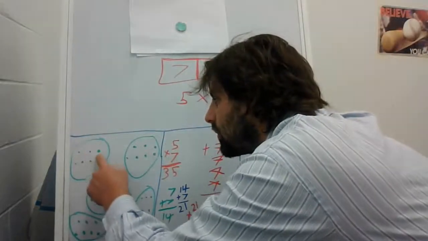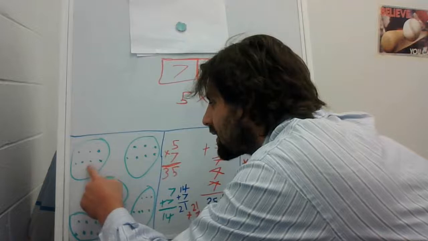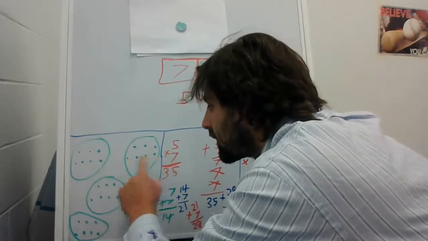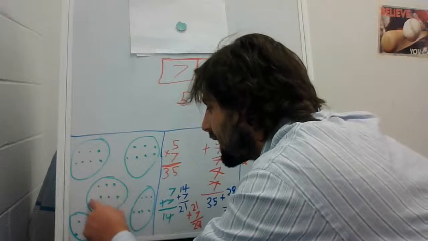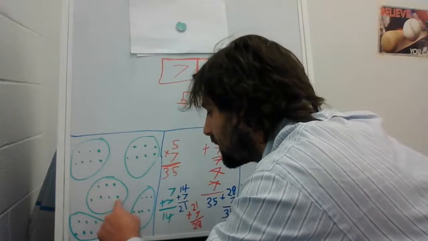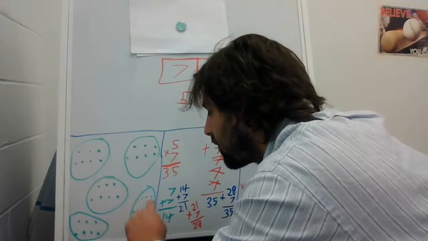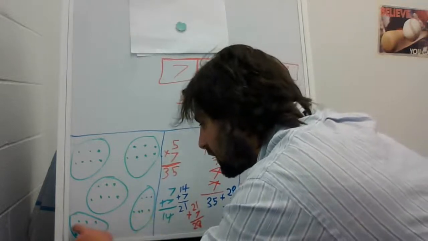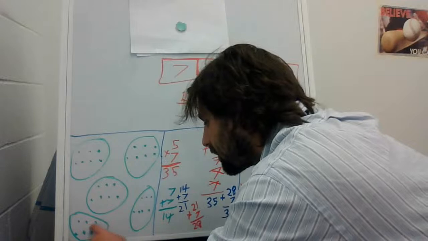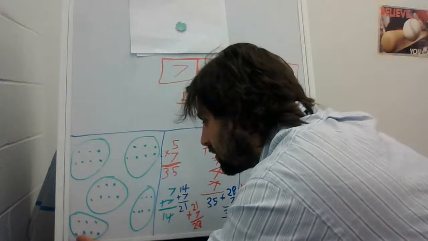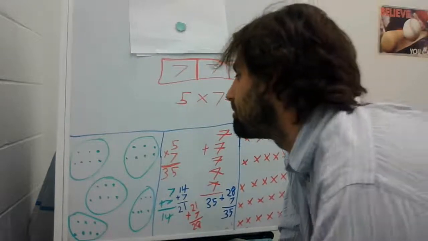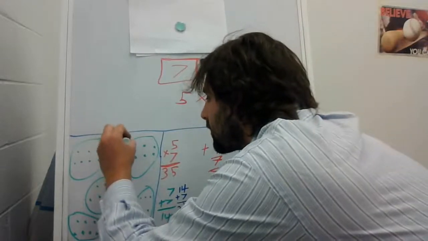1, 2, 3, 4, 5, 6, 7, 8, 9, 10, 11, 12, 13, 14, 15, 16, 17, 18, 19, 20, 21, 22, 23, 24, 25, 26, 27, 28, 29, 30, 31, 32, 33, 34, 35. All right. That's more like it.